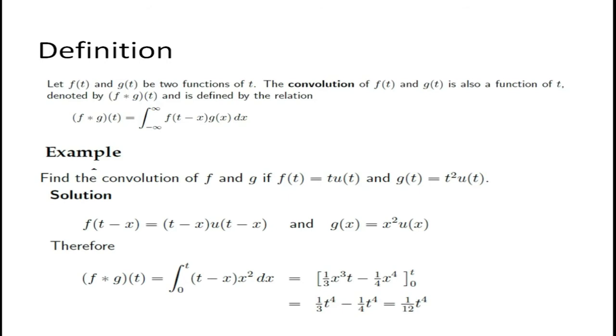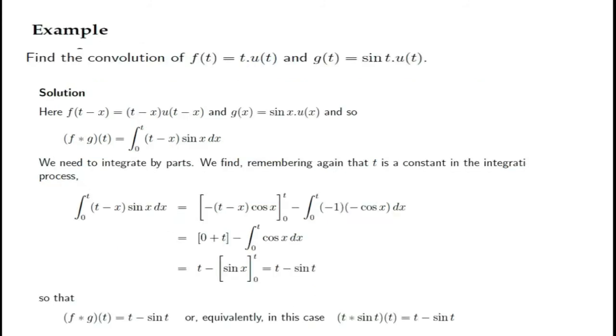Therefore, the convolution, substituting in the formula, f star g of t will be equal to the integral from 0 to t of (t minus x) times x squared dx. Integrating, we get 1 by 3 t raised to 4 minus 1 by 4 t raised to 4 after applying the limits from 0 to t. Then the final answer is 1 by 12 t raised to 4.